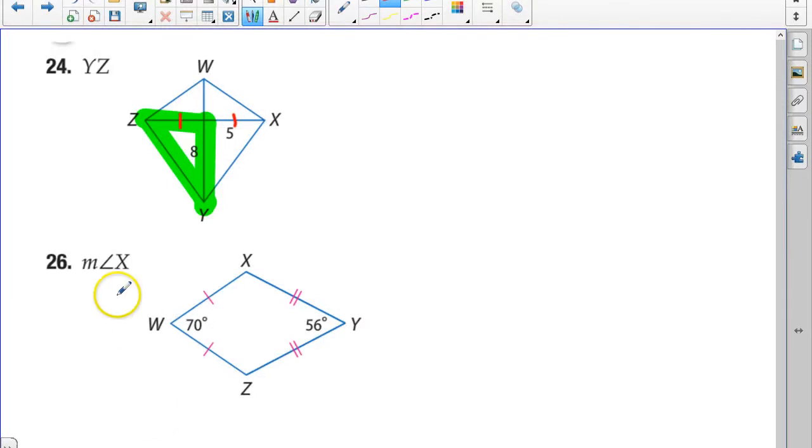Now, what's the next one? Number 26. They're wanting us to solve for the measure of angle x. Okay.